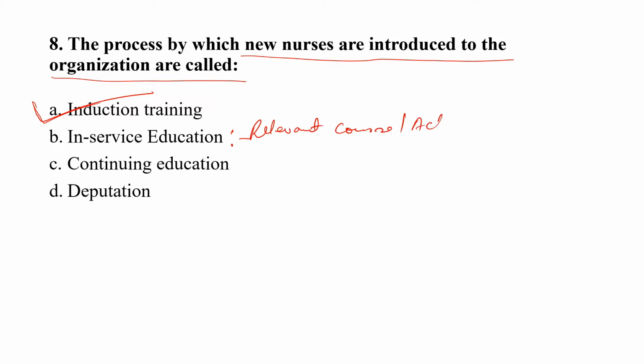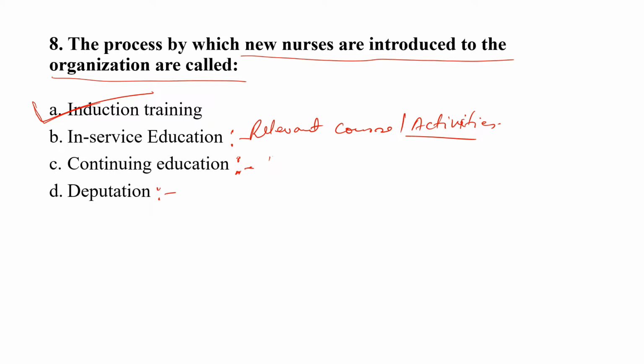In-service education can be simply defined as the relevant course or activities in which the serving employees or serving nurses can participate or take part. And continuing education is a type of education that is provided to adults who already left the formal education. Suppose a nurse wants to continue her higher studies, she can leave that job for 1, 2 or 3 years, and then after that she can come back to that same organization and serve in the same post. That is called continuing education.